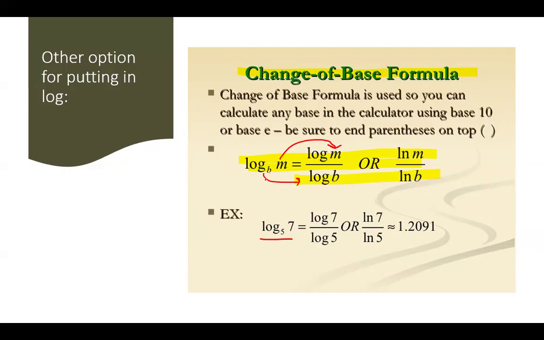So we have log of our base. Your base is always in the basement. Okay? The log of your base is in the basement. The log of your argument is in the air. Argument in the air, base in the basement. Make sense? Okay, so for example, before we had the ability to put in log base 5 of 7, we had to put log 7 divided by log 5.